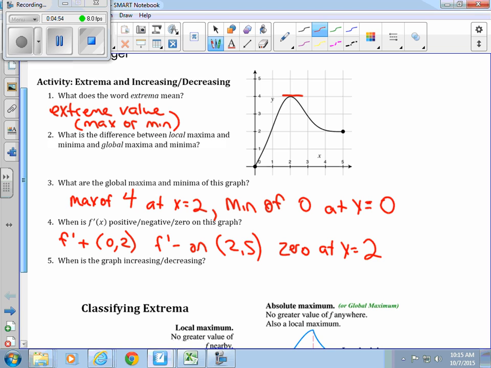When is the graph increasing or decreasing? I just answered that question, didn't I? It's increasing when f prime is, oh, that's interesting, right?